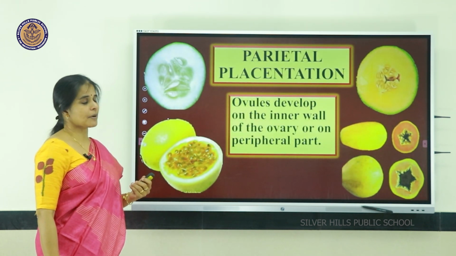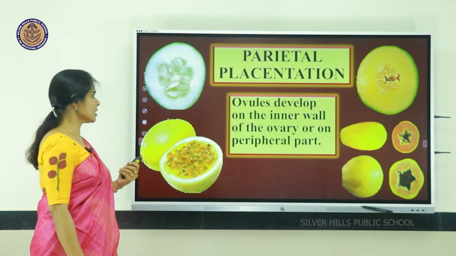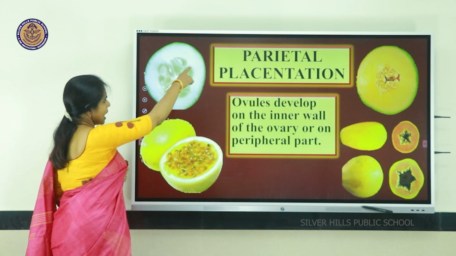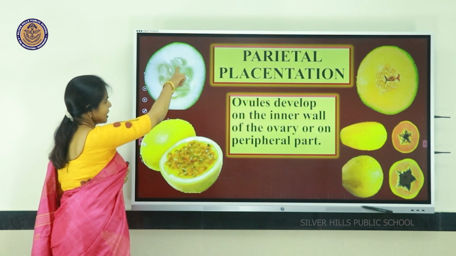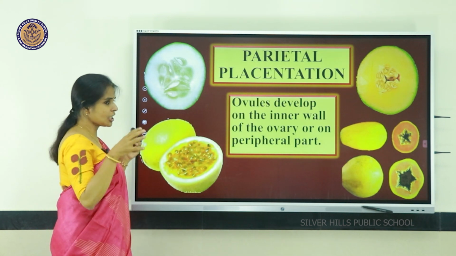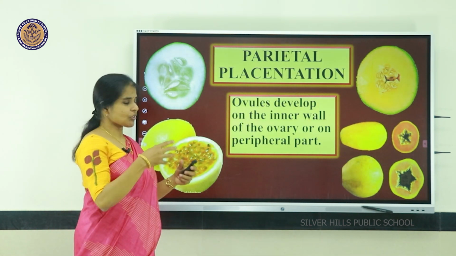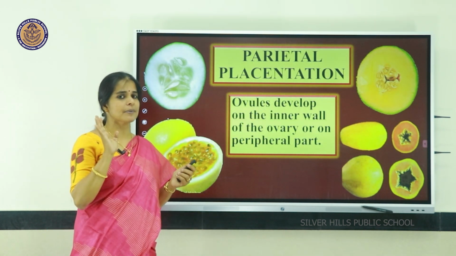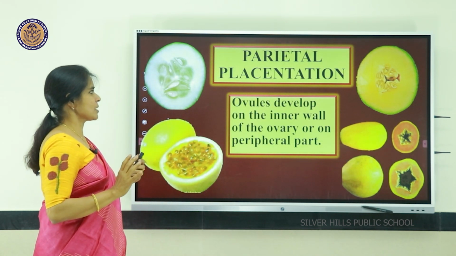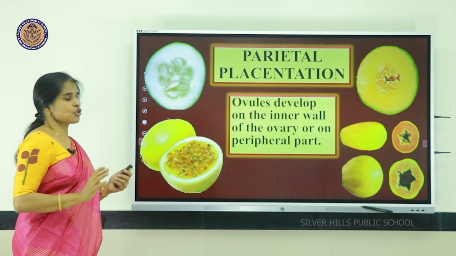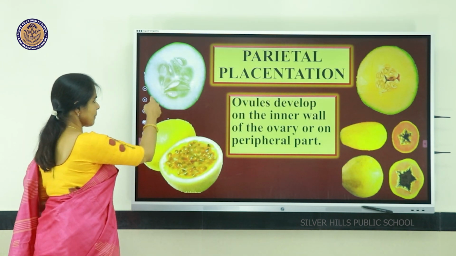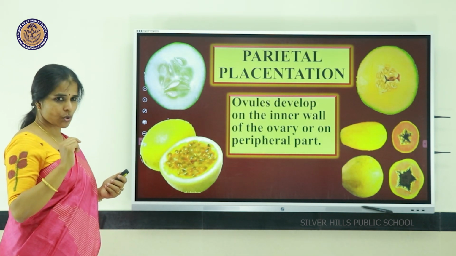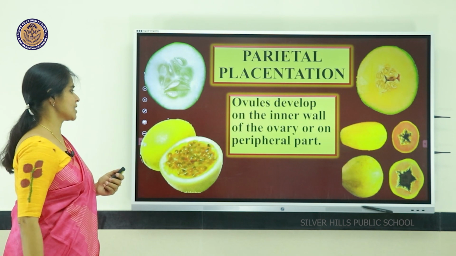Third, it is parietal placentation. In parietal placentation, the ovules are developing from the inner wall of the ovary. When there is an outer wall and an inner wall, the ovules are present from the inner wall towards the center. That is, from the peripheral part, the ovules are facing inward. There is no septa present in between. Such an arrangement is known as parietal placentation, where the ovules develop from the inner wall towards the center of the ovary, originating from the peripheral part and moving inside.